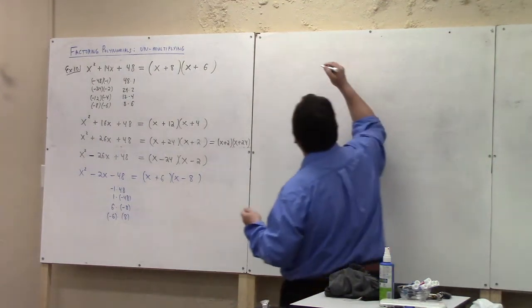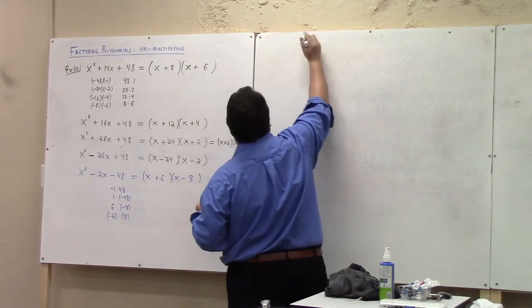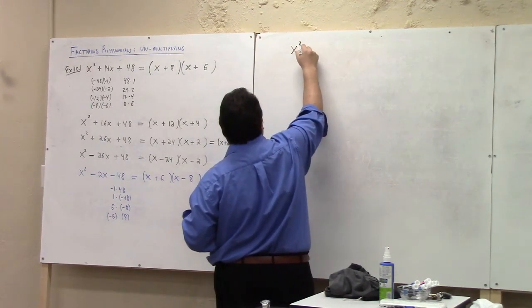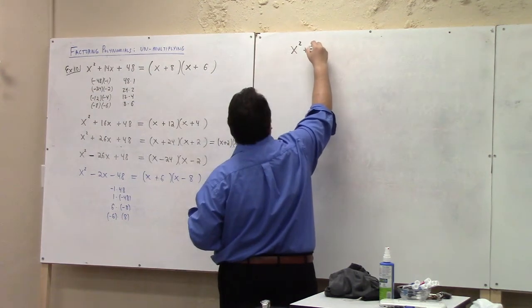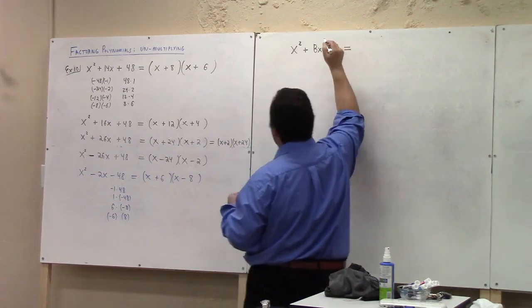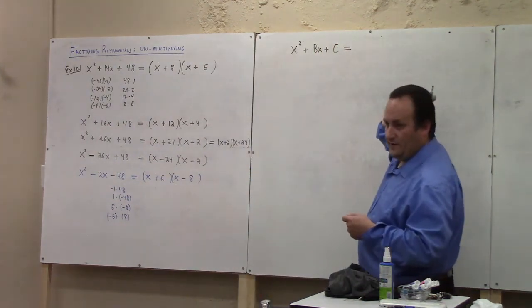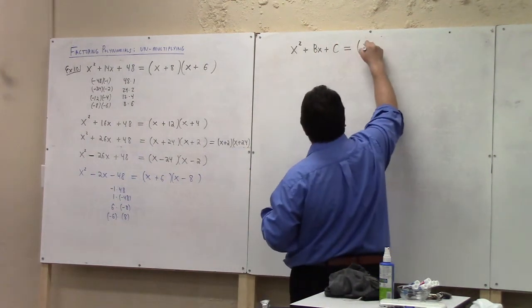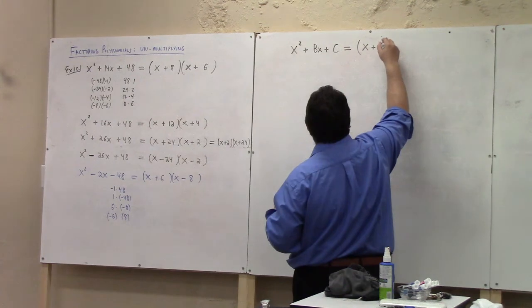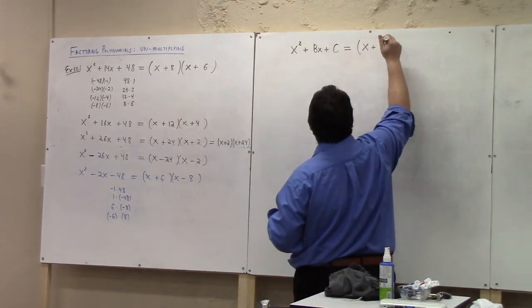Okay, so I'll keep it simple. I'll suppose we're looking at something like x squared plus, let's say, bx plus c, right? If we're looking at that problem, we're trying to factor it into what? x and, x plus, I don't know, we need to come up with some names for these numbers.